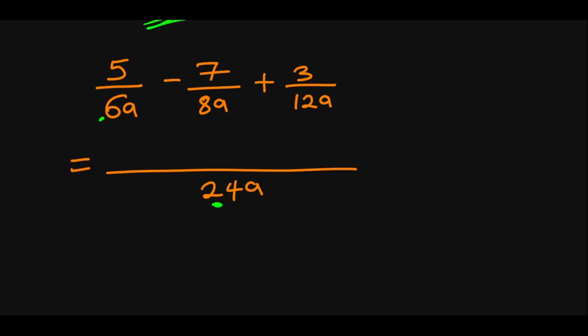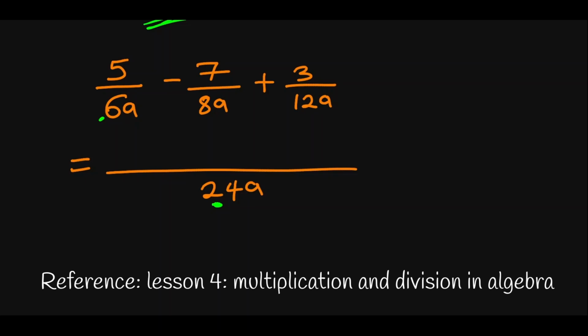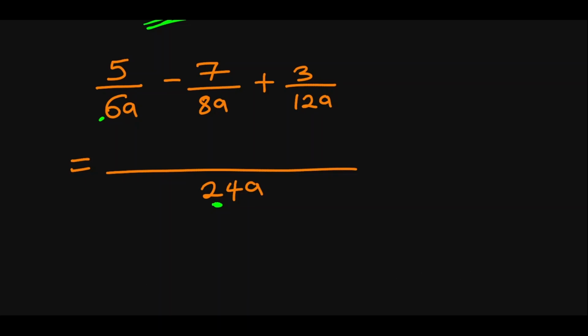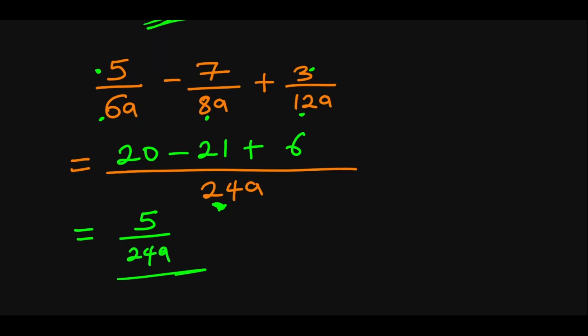This is why it's important to know the things we learned in the previous lessons before getting to this one. We talked about how to multiply and divide algebra. So that 4 multiplied by 5 gives us 20. Minus 8a will go into 24 to give us 3. 3 times 7 is 21. Plus 24 over 12a will give us 2. Then 2 times 3 is 6. If we simplify this further, it gives us 20 minus 21 is minus 1. Minus 1 plus 6 is 5. So this is 5 over 24a. And that becomes the final answer.